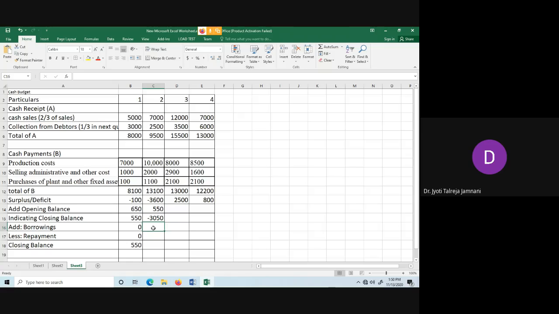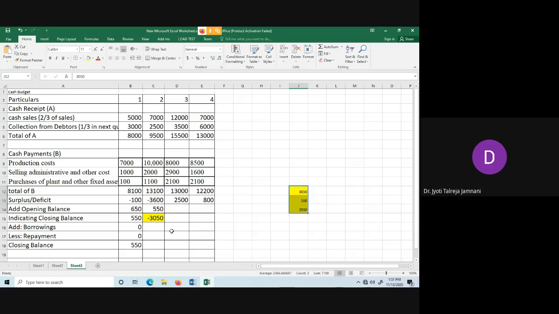Now, if you observe here, we have a closing balance of minus 3050. So we already have a deficit of 3050 and we need 500 to keep as minimum balance. That means the total money that we need is 3550. So we need to borrow 3550 rupees. 3050 is the deficit. If you could see here, this is negative. That means this much money you have to still pay, and 500 is the minimum balance that you want to keep. So 3050 plus 500, 3550 is what you need to borrow.